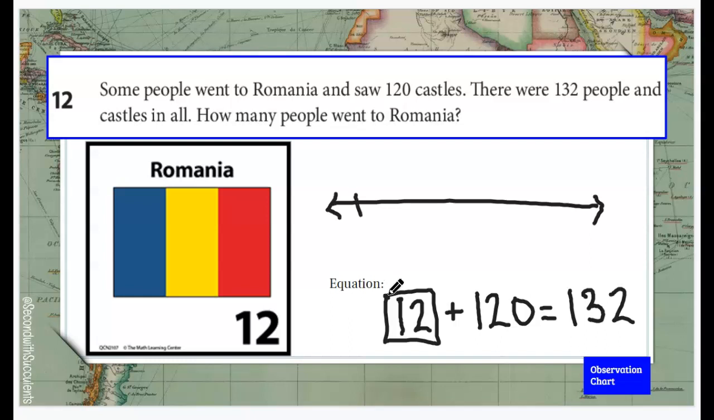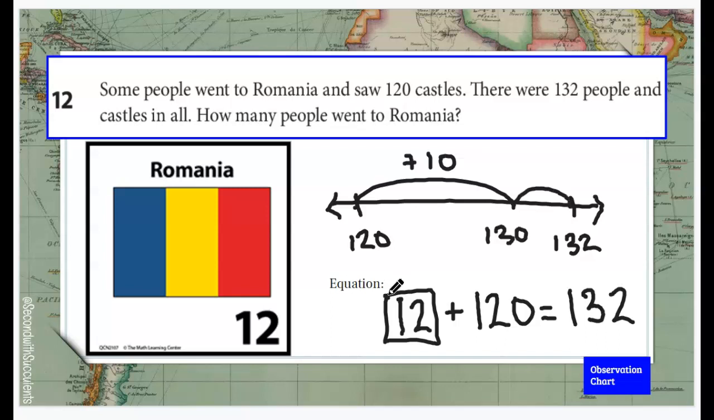If I start at 120 and I want to land on 132, well, I know right away I can make a big jump of 10 and land on 130. And then I'm only 2 away from 132. 10 plus 2 equals 12. Good work on your story problems and equations.